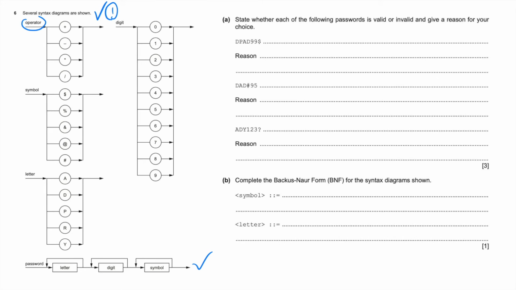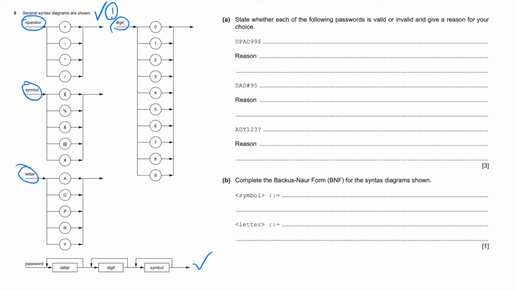We basically have 4 operators we can use: the plus sign, minus sign, multiplication sign, division sign. We have 5 different symbols we can use. We have 5 letters we can use, and we have 10 digits we can use. Any characters that we use outside of this are not going to be correct because they're not in the syntax diagram.